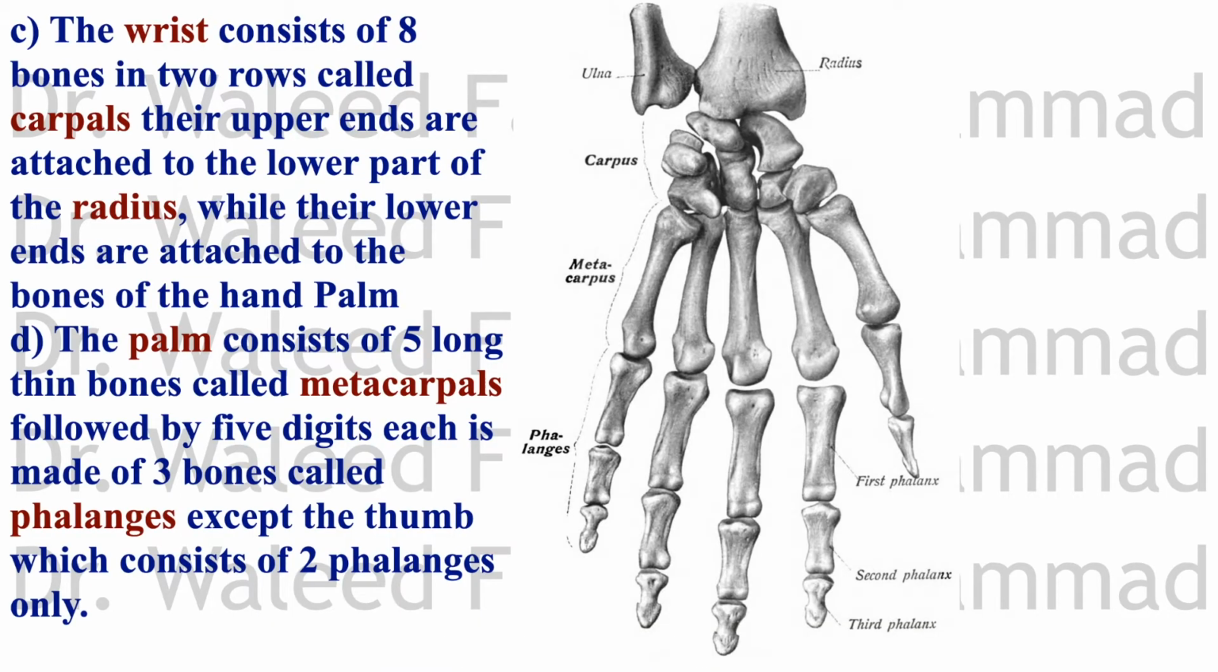Now for the wrist joint, it consists of 8 bones in 2 rows. They are called the carpal bones. The carpal bones articulate with the distal end of the radius.